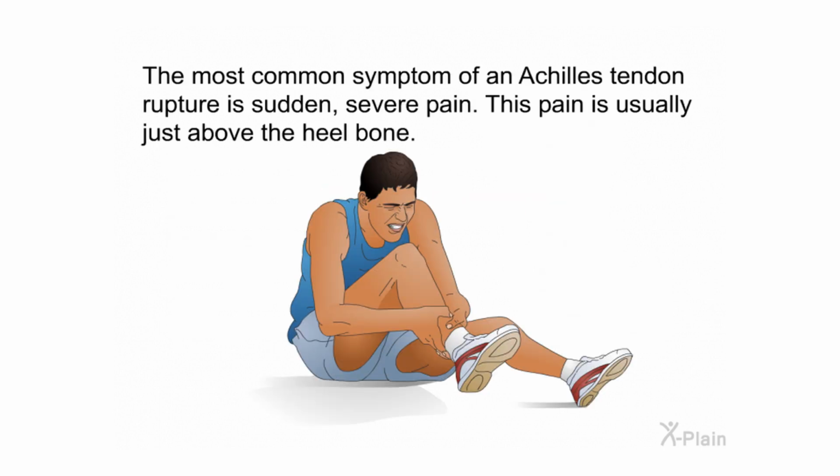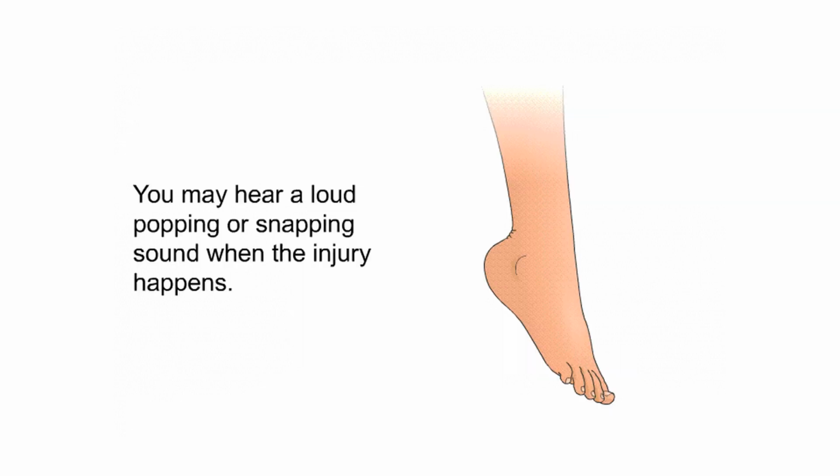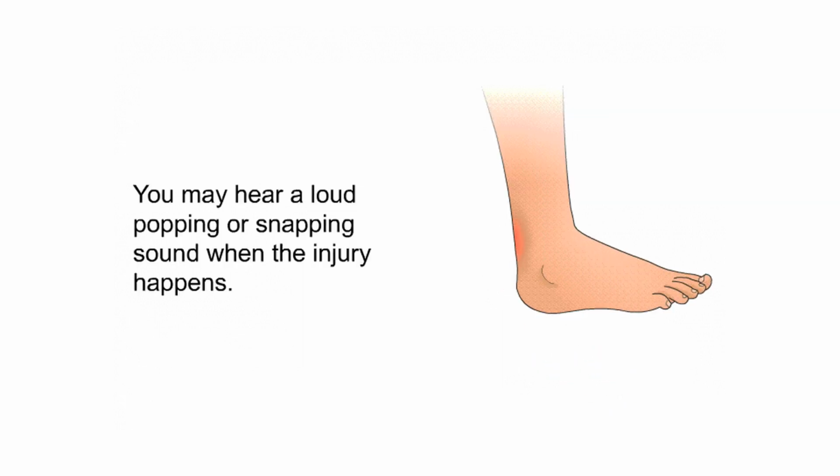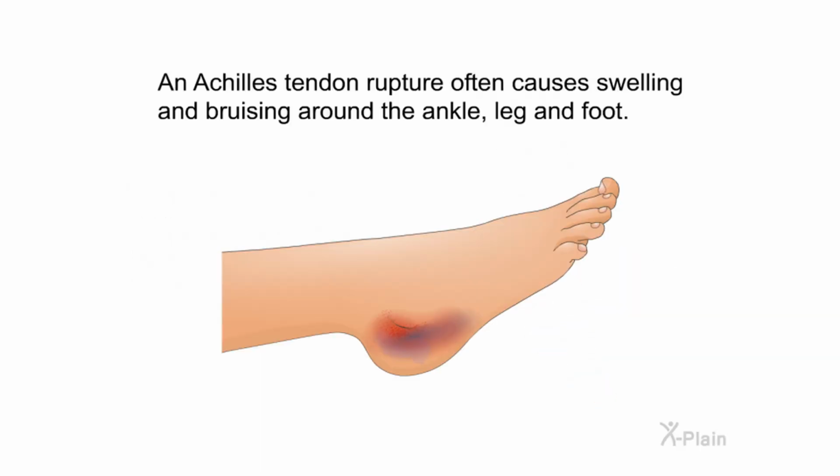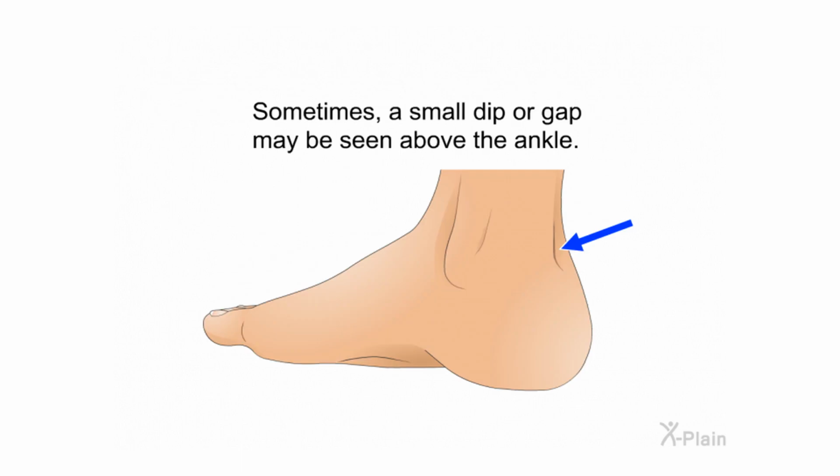Symptoms. The most common symptom of an Achilles tendon rupture is sudden severe pain. This pain is usually just above the heel bone. You may hear a loud popping or snapping sound when the injury happens. An Achilles tendon rupture often causes swelling and bruising around the ankle, leg, and foot. Sometimes a small dip or gap may be seen above the ankle.